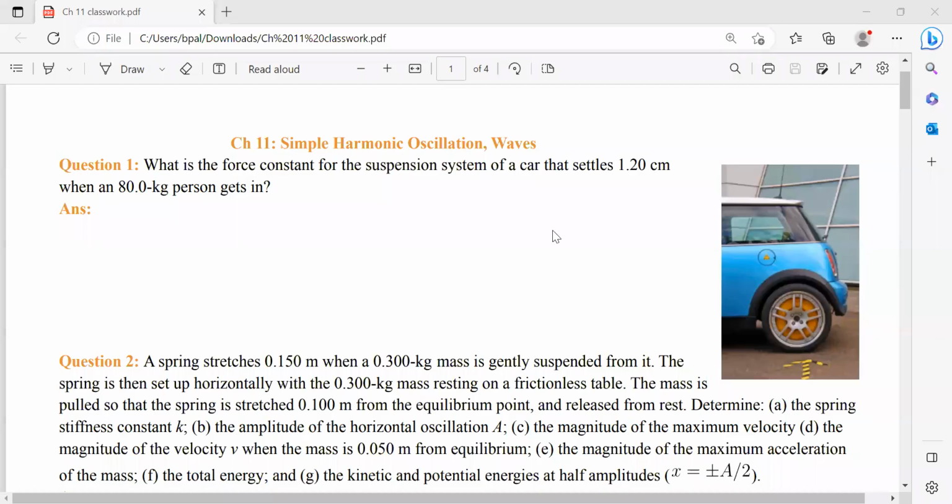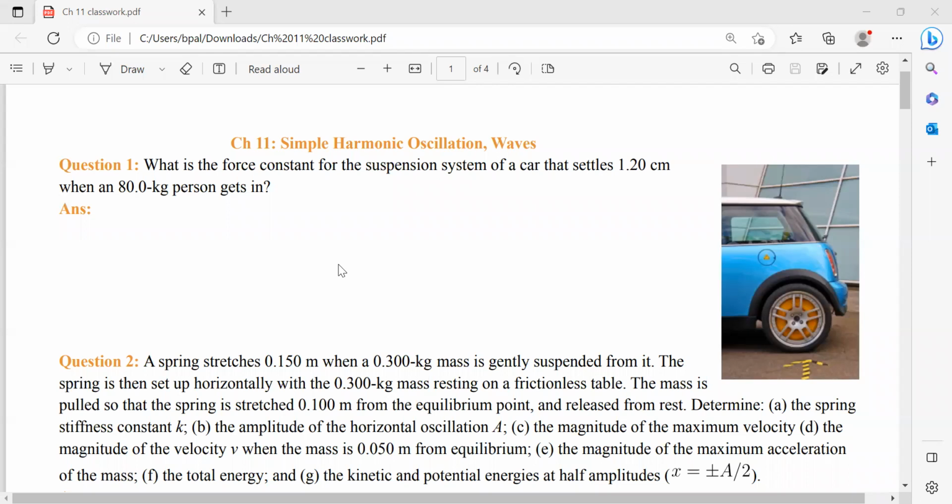All right, so today in this lecture, I'm going to solve the classwork problem from chapter 11, simple harmonic motion and waves. The first question is, what is the force constant for the suspension system of a car that settles 1.20 centimeter when an 80 kilogram person gets in?